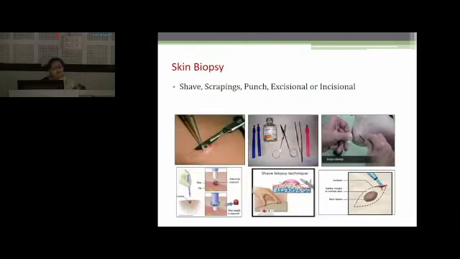A number of techniques are available for skin biopsy: shave biopsies, scraping, sponge biopsy, excisional or incisional. The selection of biopsy technique is most crucial in maximizing the sample yield and increasing the chances of getting either a definitive diagnosis or a meaningful differential diagnosis.